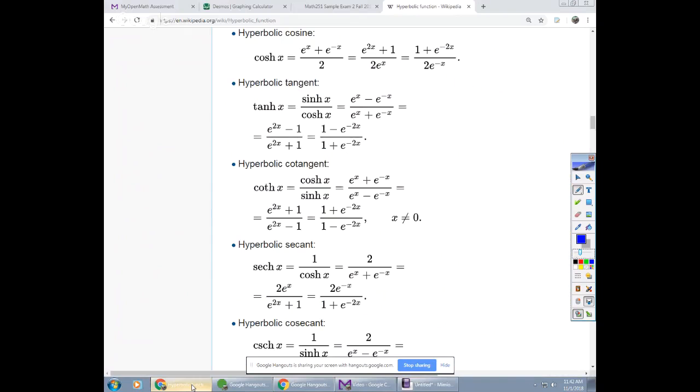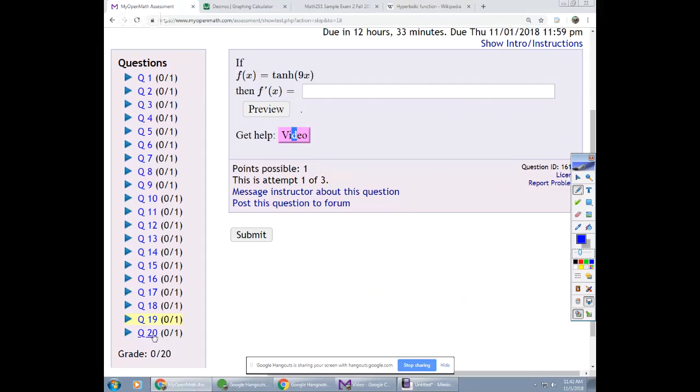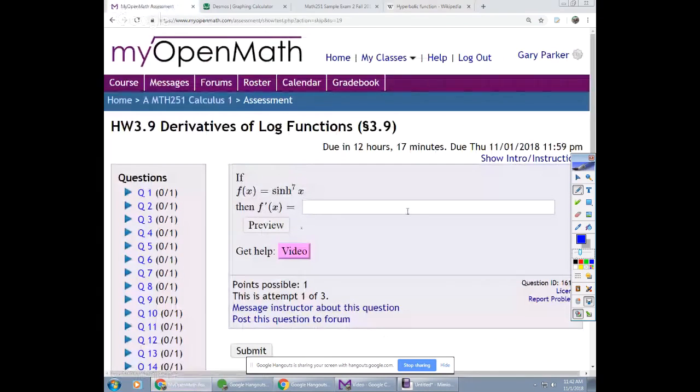Let's see, number 20 is a similar problem. Hyperbolic sine to the 7th power. So, let's see, should we do this the easy way or the hard way?